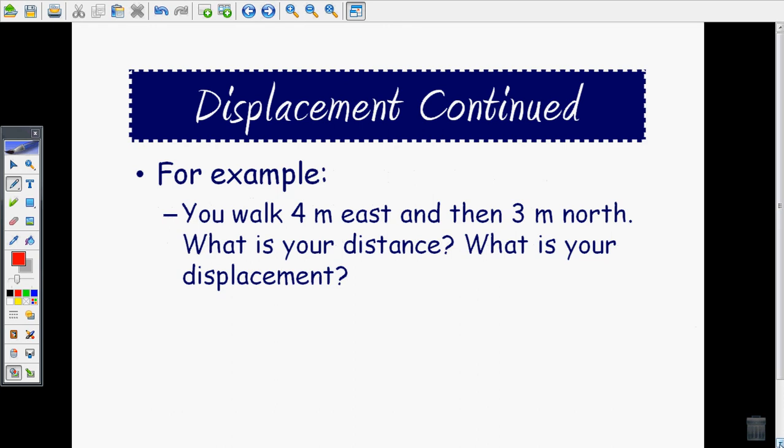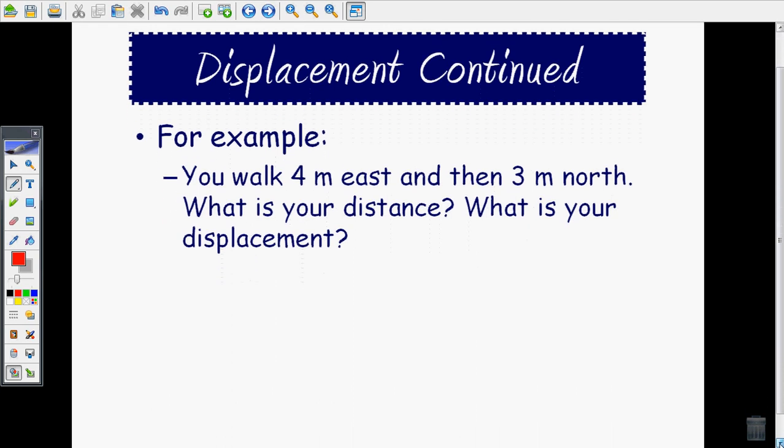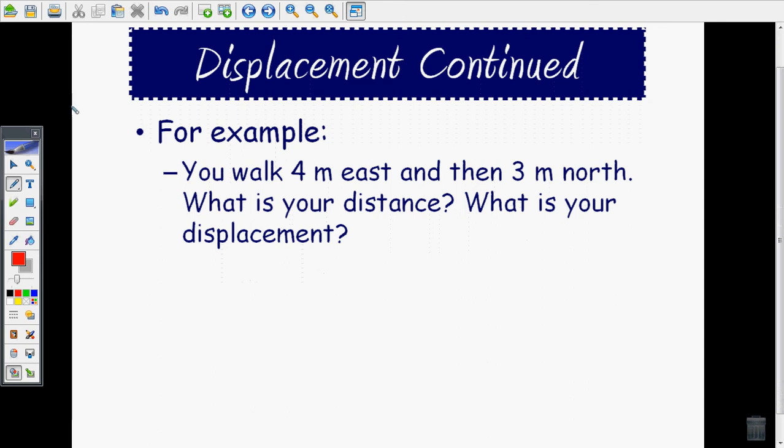So an example of this would be if we have something like this. So you have, and again we'll do our north, east, south, west right here. Okay, so you walk 4 meters east. So I'm going to walk 4 meters this way. So there's my start. And then I'm here because this is where I end, and I decide that from this end direction, I should have left a little bit more room, I'm going to go up this way 3 meters north.